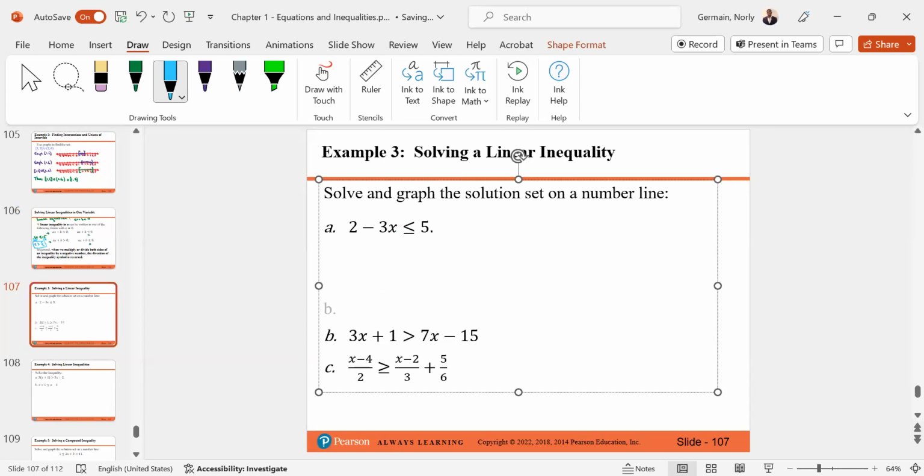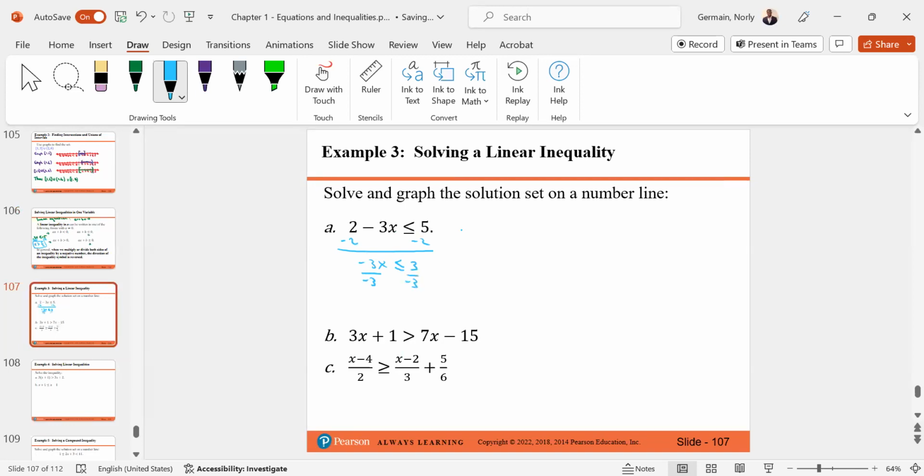So how many do we need? We're going to start with one of them, then move forward. First of all, you identify the given inequality. You subtract 2 from both sides. That makes it -3x less than or equal to 3. Now you simplify, and you divide both sides by -3.